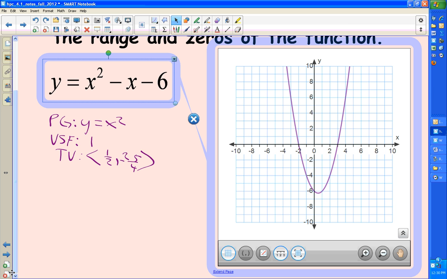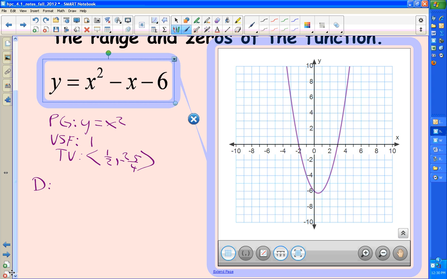So domain, again, all reals. The range is going to be greater than or equal to negative 25/4. And the roots, you can see, are going to be at (3, 0) and (-2, 0). So you can list all of that.